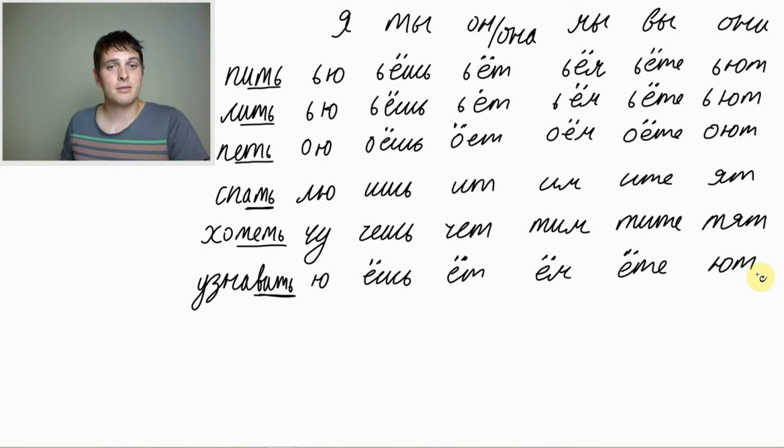So here, actually, we got the exact scheme of conjugation type number 1. I'm recognizing, я узнаю. You are recognizing in the singular, ты узнаешь. We are recognizing, мы узнаем. What's irregular here? Well, the fact that we need to remove вать in the end. Next one would be вставать. To get up, to rise.